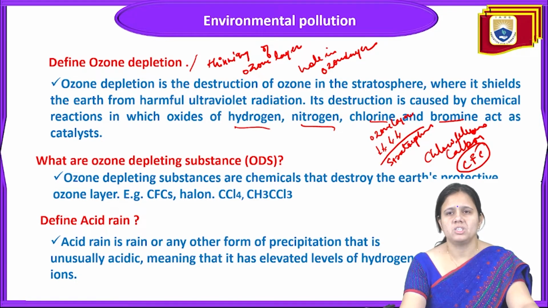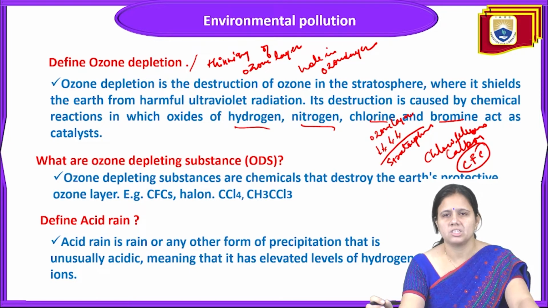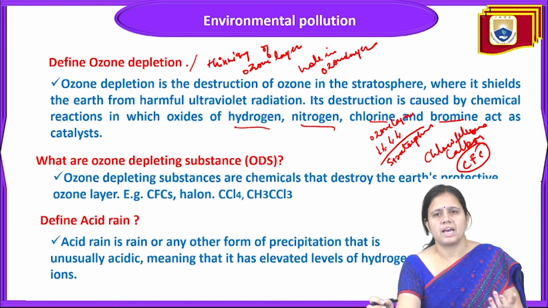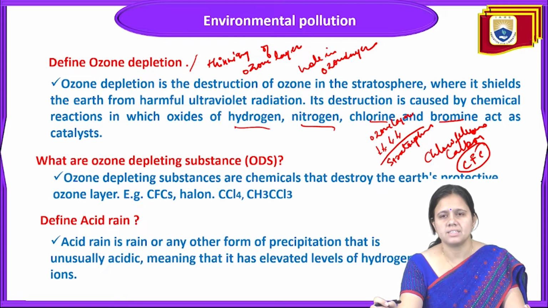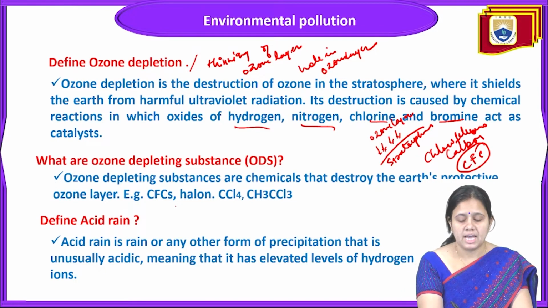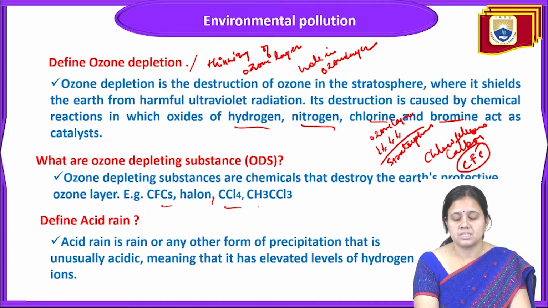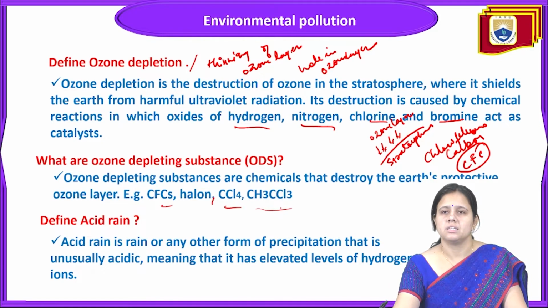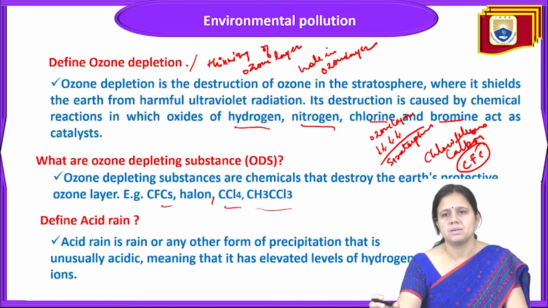Ozone depleting substances are those that undergo chemical reactions that destroy the Earth's protective ozone layer. Some chemical reactions happen in the stratosphere, and some gases are formed, like CFC, halogens, chlorofluorocarbon, CCl3. So these substances are formed in the atmosphere, and due to some chemical activity they destroy the Earth's protective layer, which is called the ozone layer.